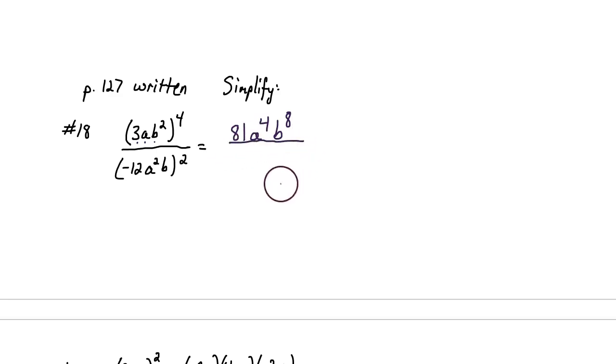Okay, in the denominator, very similar. Take the negative 12 and raise to the 2nd power. That makes positive 144. Now take a squared and raise to the 2nd power. That's a to the 4th. Now take the letter b and raise to the 2nd power. That's b squared. Now we're going to simplify.